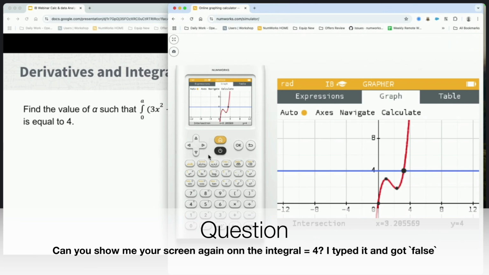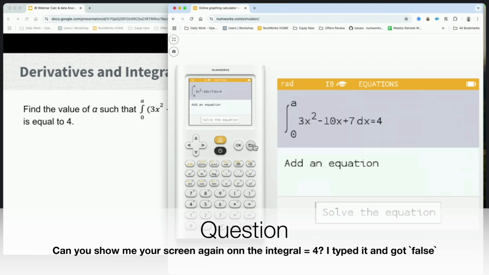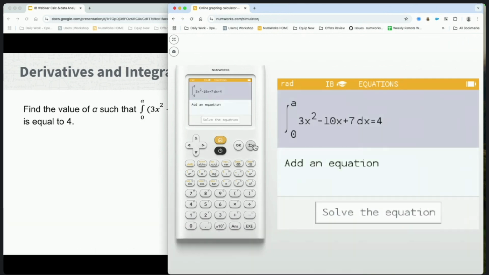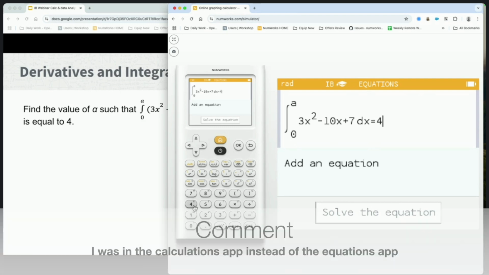John, Aaron asked if we could go back to the equations. She got false. Let's see what she typed in versus what we typed in. And then Aaron, after the integral, did you hit the right arrow once to get the big line to get outside of it? I did. You should have a long cursor like this. Are you on a handheld, Aaron, or are you on the emulator? Oh, okay. There it is. Yes, it will tell you false. I do that a lot too, and I'm like, well, if it tells you false, you're in the wrong app because you're writing the equation. Yeah, good. Okay, good.